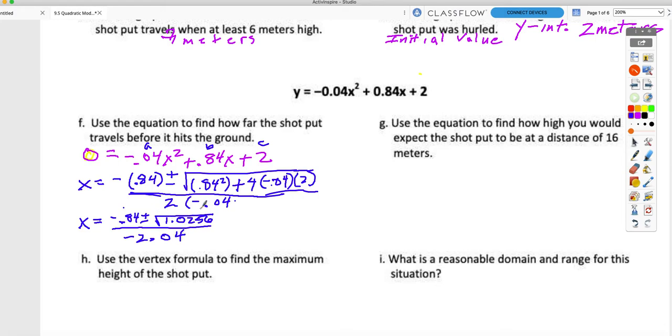Okay, so at this point, actually, that's not negative 2.04. Sorry. That's negative 0.08. This is getting really long. I apologize. We'll see if we can speed this up. Negative 0.08. All right, there's not a lot I can do with this. I'm going to have negative 0.84 plus the square root of that divided by negative 0.08, and I'm going to have negative 0.84 minus the square root of 1.0256 divided by negative 0.08.